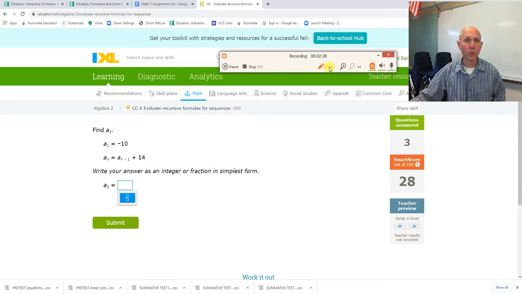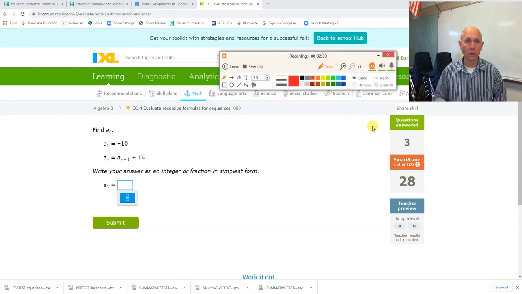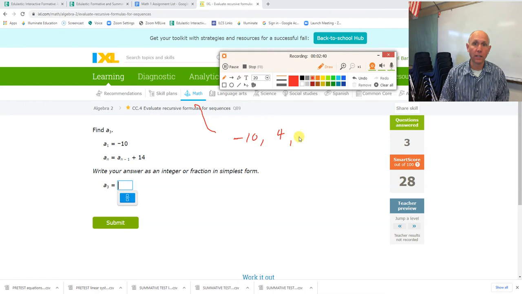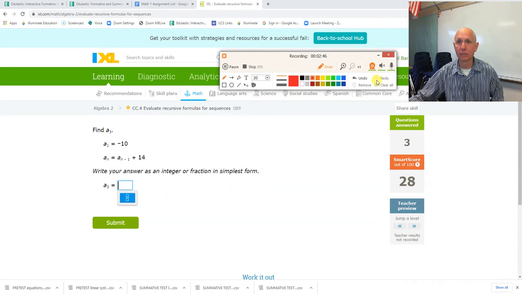So this is saying previous term plus 14. So I'm starting at negative 10, and it's saying add 14 to that. So I add 14 to it, it takes me to 4. And then add 14 to that, it takes me to 18. First, second, third term. What's the third term? So the answer is 18.